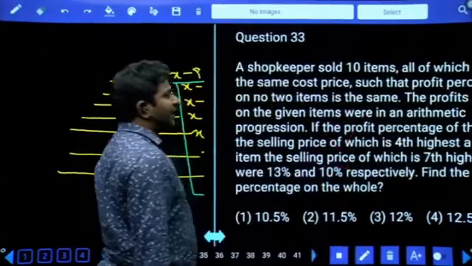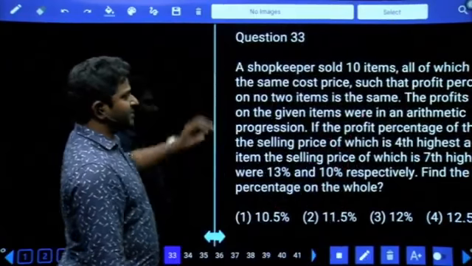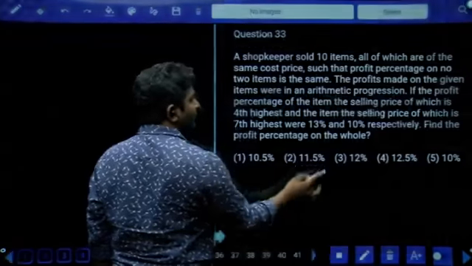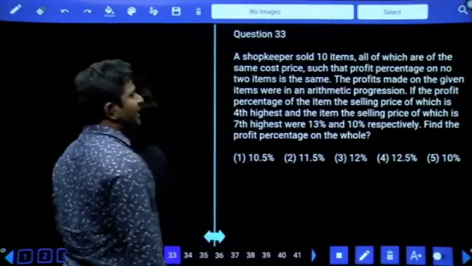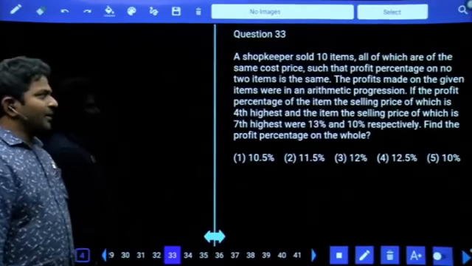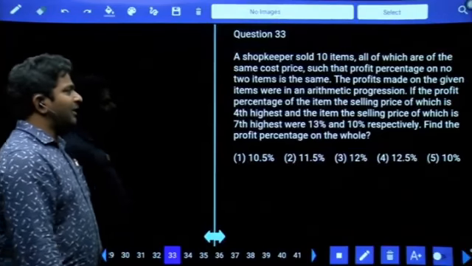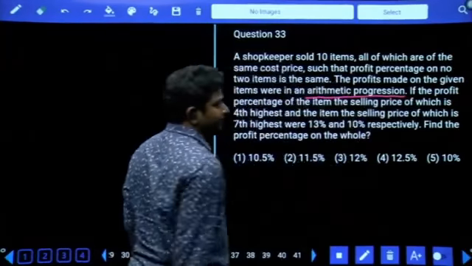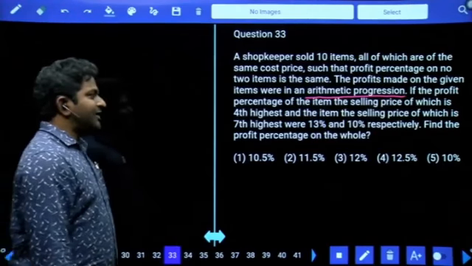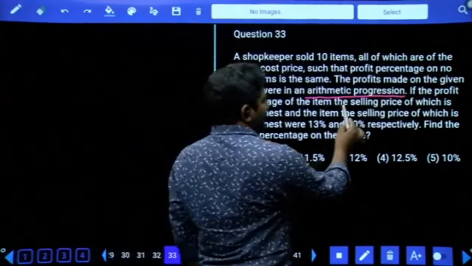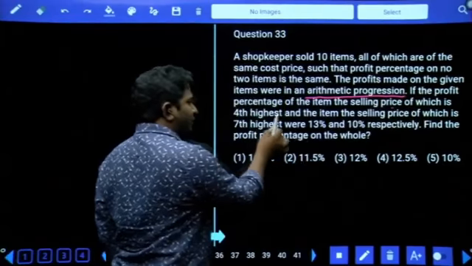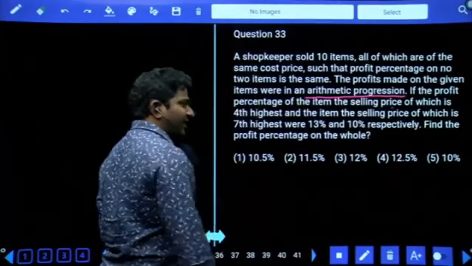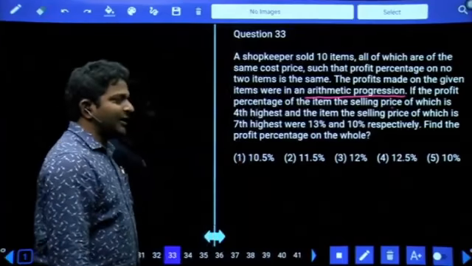A shopkeeper sold 10 items, all of which had the same cost price, such that the profit percentage on no 2 items is the same. The profits made on the given items were in an arithmetic progression. If the profit percentage of the item, the selling price of which is the 4th highest, and the item, the selling price of which is the 7th highest, were 13% and 10% profit.